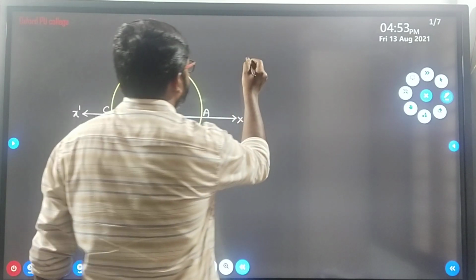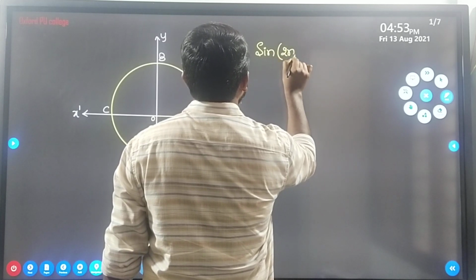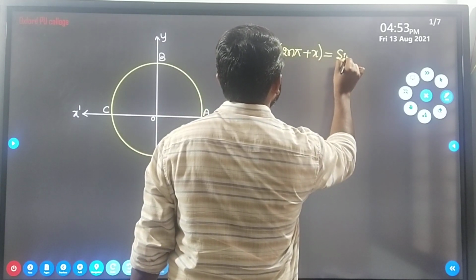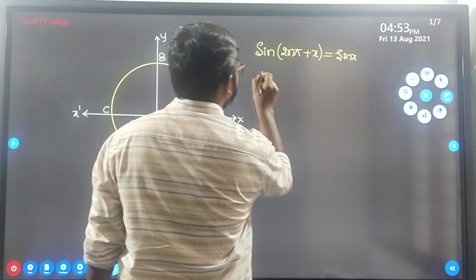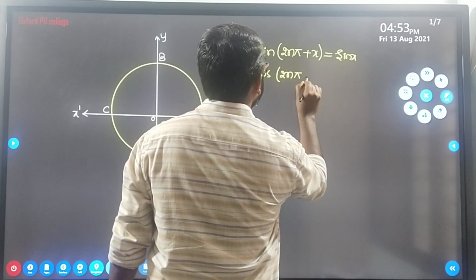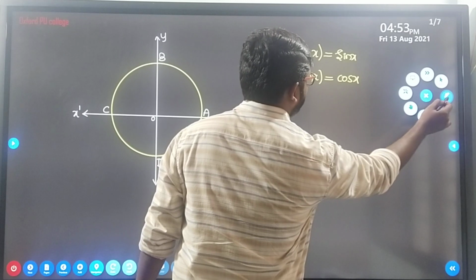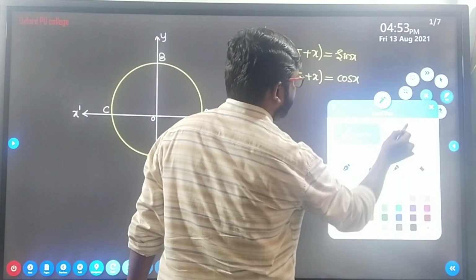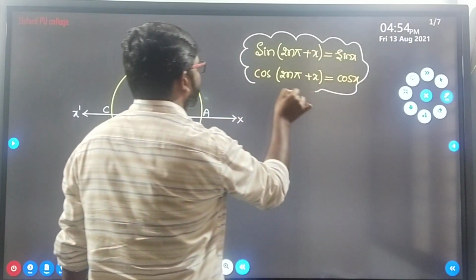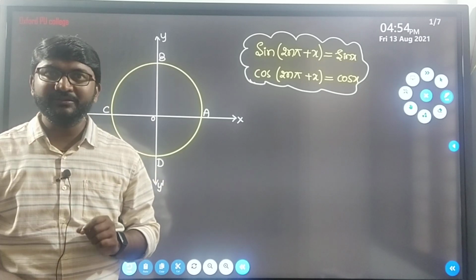So what are those formulas? We have sin(2nπ + x) equals sin x, then cos(2nπ + x) equals cos x. Now I'll discuss how exactly we get these, and on what basis you write sin(2nπ + x) equals sin x and cos(2nπ + x) equals cos x.